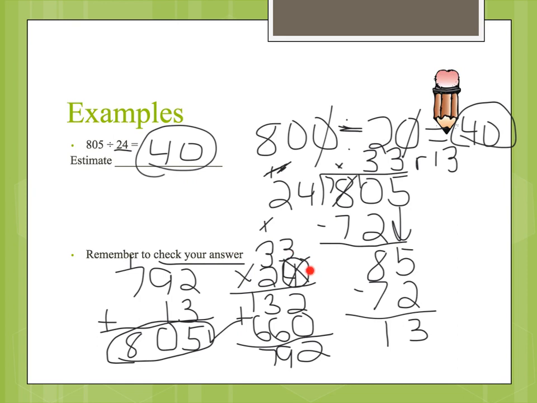So we are going to multiply our quotient, 33, times our divisor, 24. And we came out with a product of 792. Thank you, Mrs. LeBach. So 792, that's not 805, my dividend. Oh, I have to add in my remainder. So I added in 13. When I added 792 plus 13, I got my dividend, 805. And that makes me a very happy person.